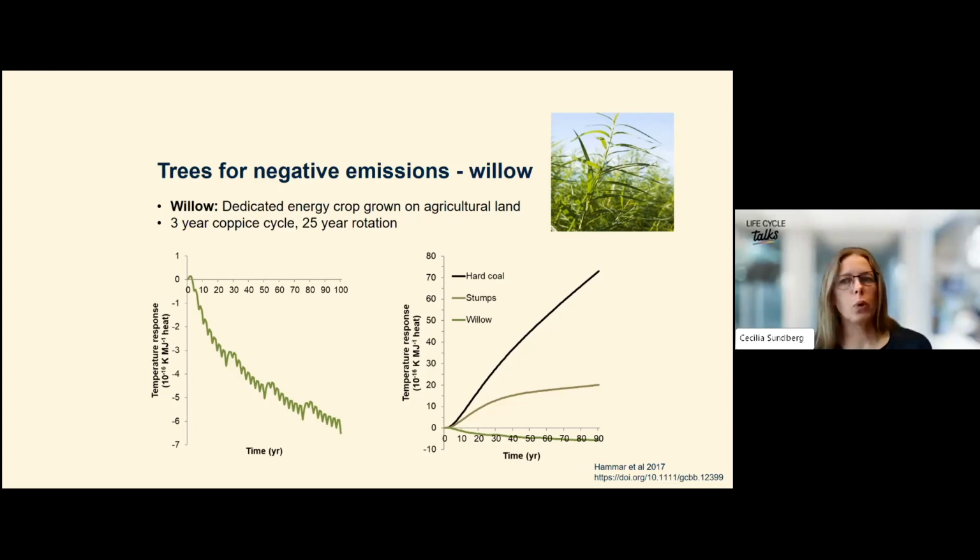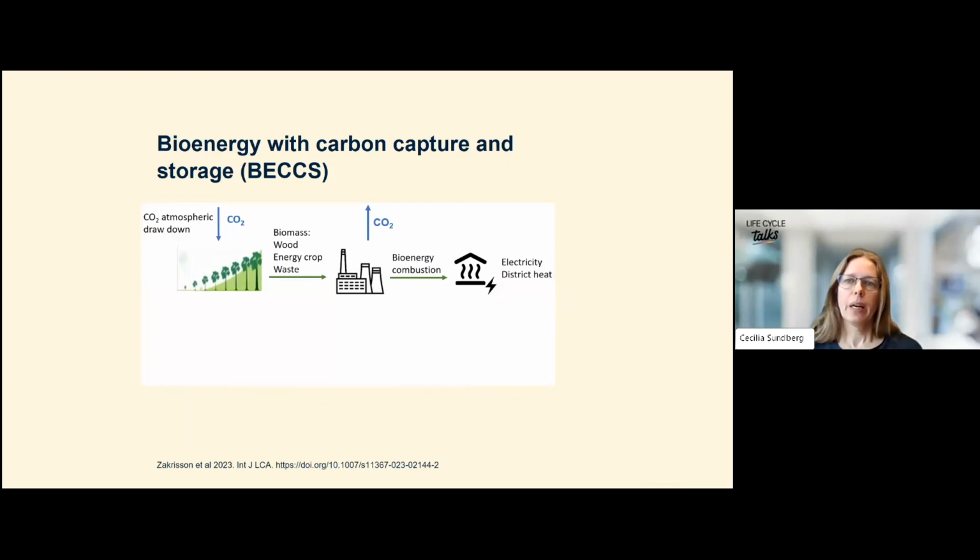But if we would then return this to annual crop agriculture, producing food again, this buildup of soil carbon would gradually be lost. So this is just a temporary storage, but there are other ways to have more permanent storage also of biogenic carbon. And yes, we do have one option, which is bioenergy with carbon capture and storage.